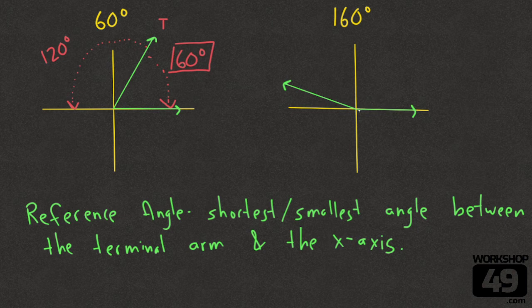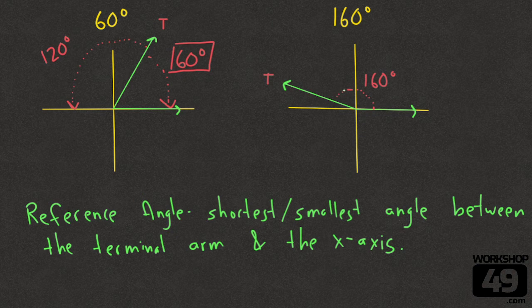In this example, here's our terminal arm. I'm just going to label T so everyone can see that. There are two options for us to rotate to get to the x-axis. This is 160 degrees. That means our standard angle here is 160 degrees. So we have a choice. I hope that you're just smirking and you already know the answer.